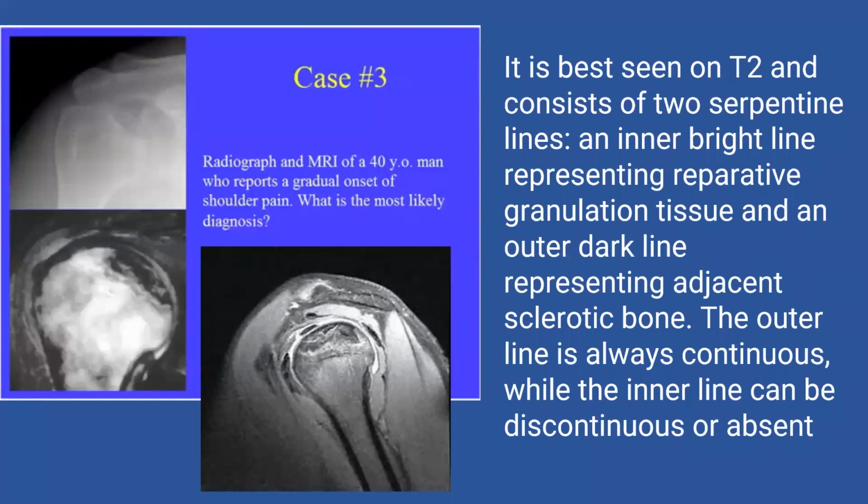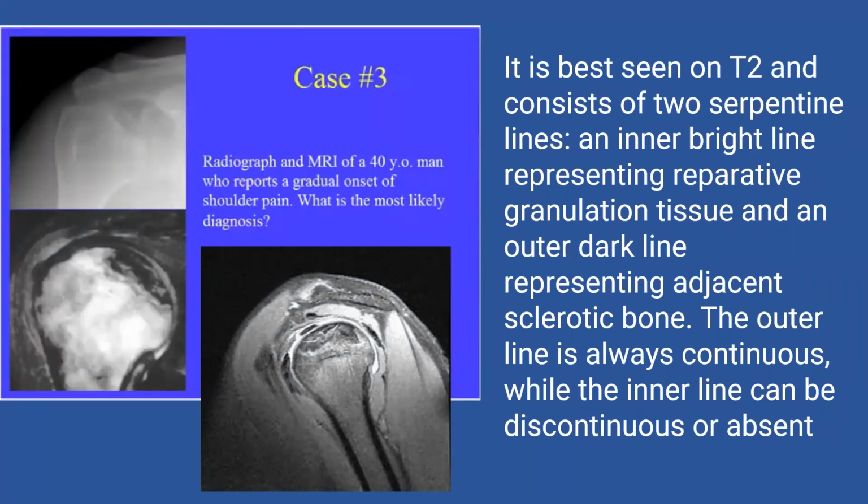Let's come to case 3. This is a radiograph and MRI of a 40-year-old man who reports gradual onset of shoulder pain. What is the most likely diagnosis? We all know that this is osteonecrosis. And there is the double column sign.